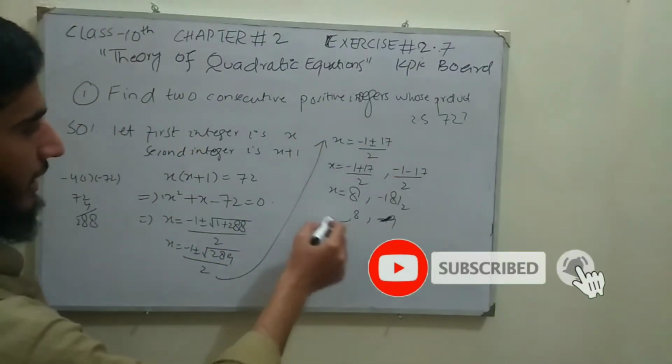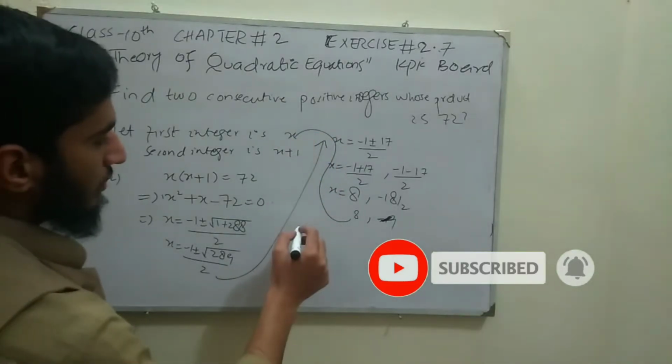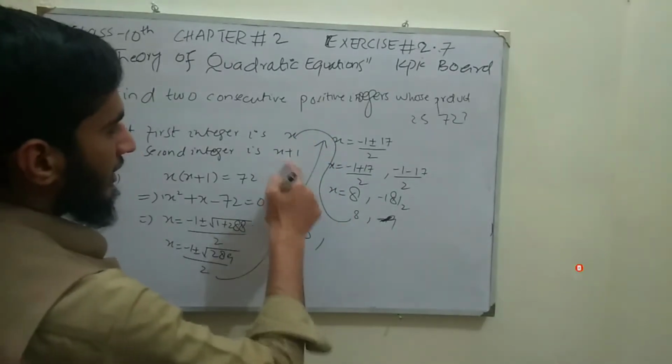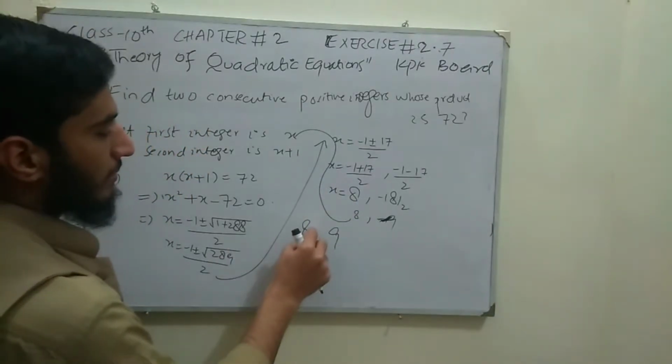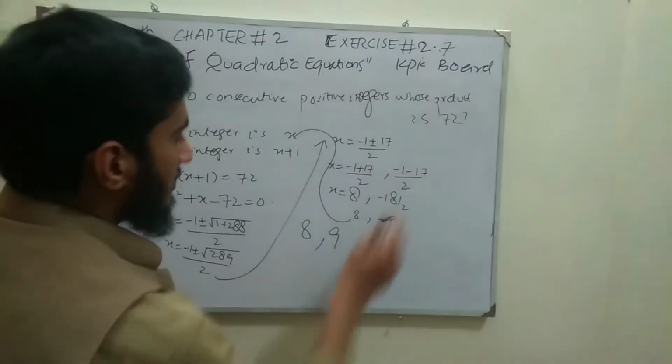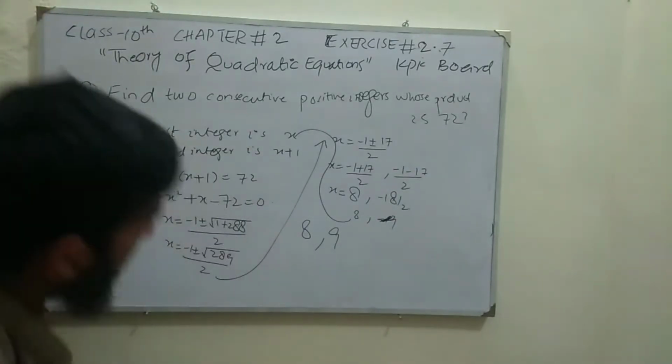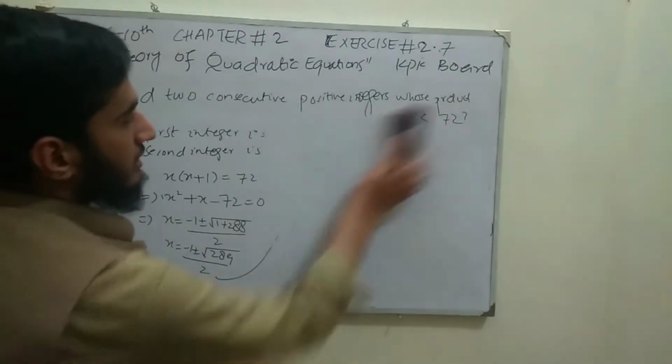So put the value of 8 here. The first integer will be 8. And put 8 here, so 8 plus 1 gives us 9. So the consecutive integers are 8 and 9. If we multiply 8 by 9, it gives us 72. Move to the second question of this exercise.